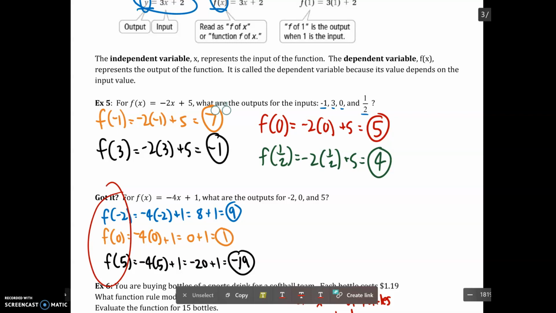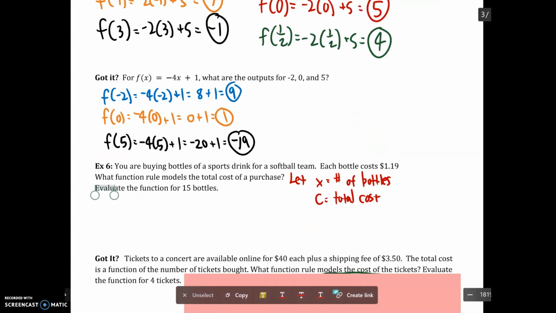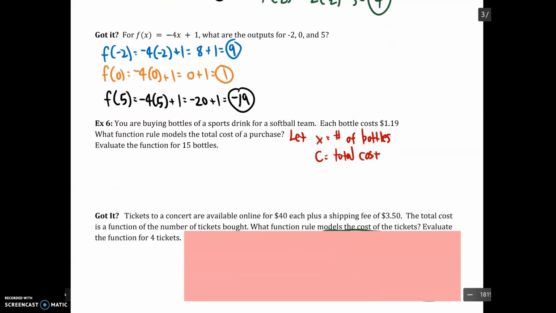The only difference is that kind of function notation. We're just saying, what's the output of my function when I use -2 as an input? So on and so forth with 0 and 5. So for the next few problems, we can use that same function notation.